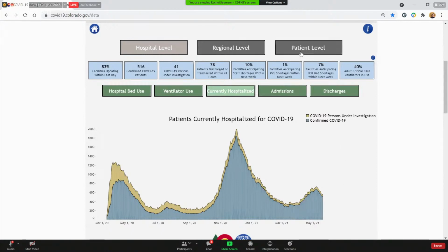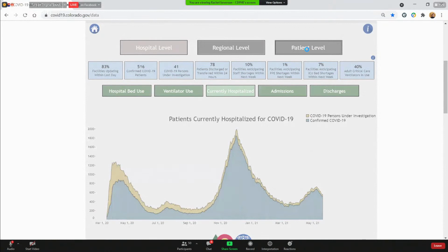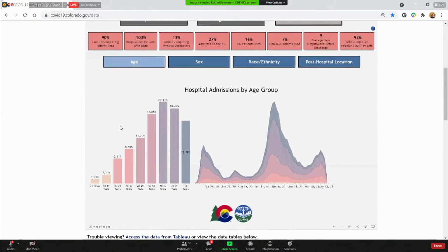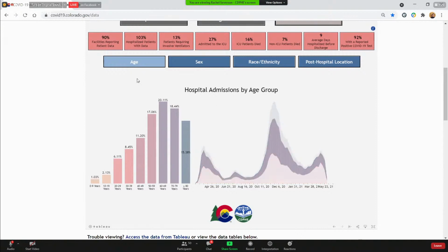And then the third section on here is patient level, which gives us more information about the actual people that have been hospitalized. So we see that broken out by cumulative categories and the percent of hospitalized patients that have fallen into each of those categories over time. So we have age, sex, race and ethnicity, as well as people's final path when they leave the hospital.